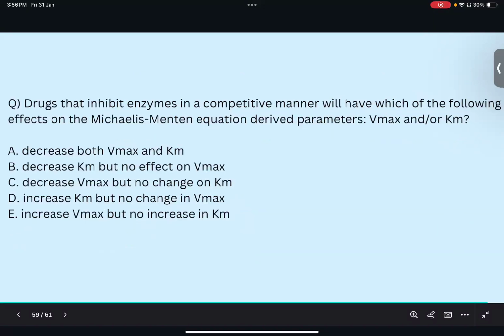Here, the drug inhibits the enzyme in a competitive manner. So we talked about the competitive manner. Which of the following effects on the Michaelis-Menten equation derived parameters Vmax and Km? How will it affect it? Km will increase, Vmax will be unchanged.